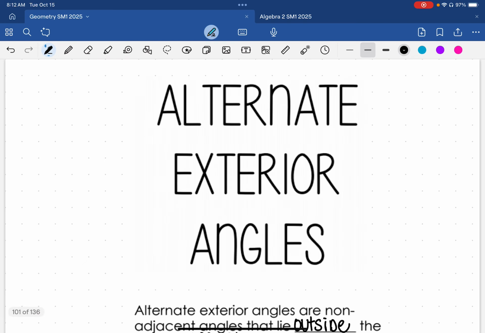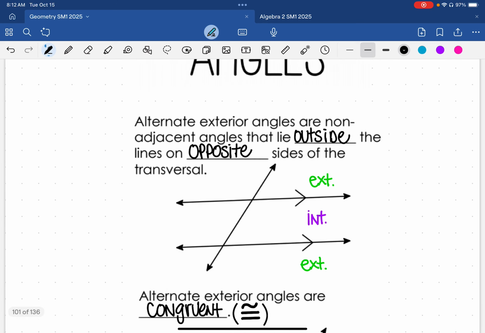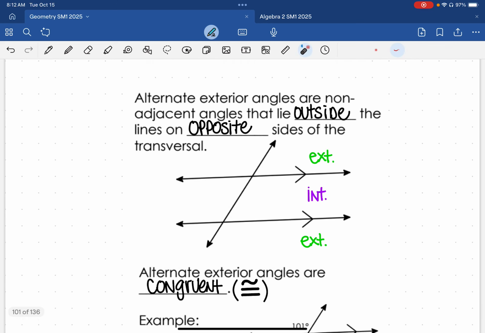All right, our final ones are alternate exterior angles. They're going to work exactly the same as our alternate interior, just on the exterior portion of our diagram. Alternate exterior angles lie on the outside of the lines, which means the outside of the parallel lines, so we're talking about the exterior angles this time. And they lie on the opposite side, so they're going to alternate just like before.